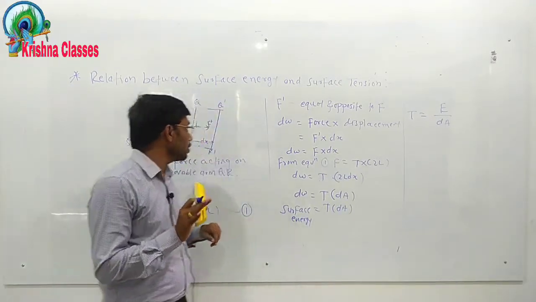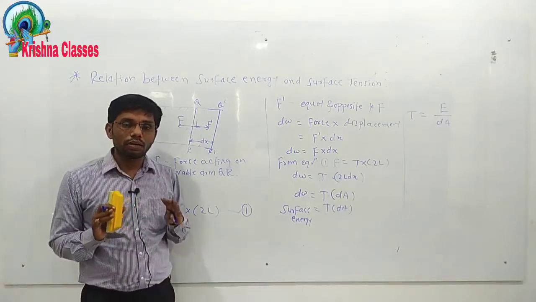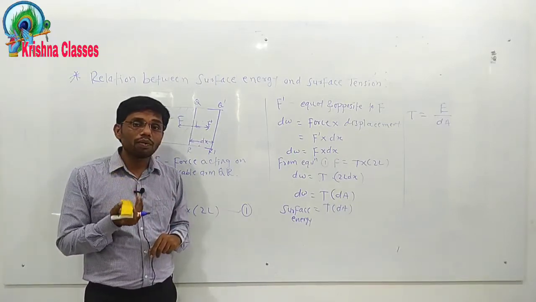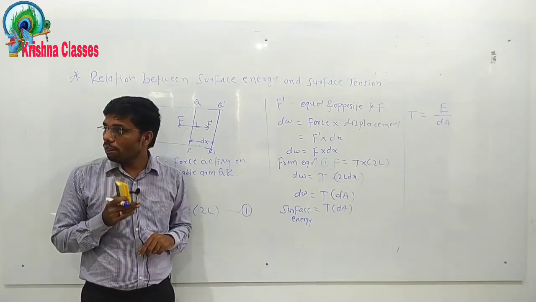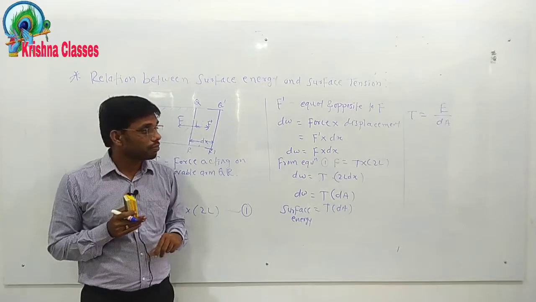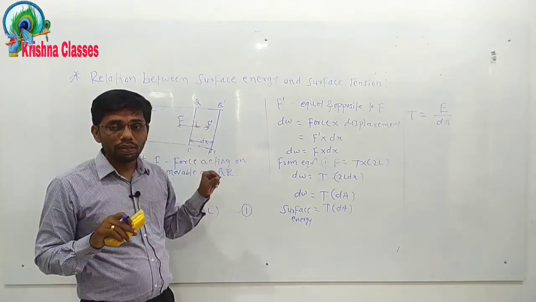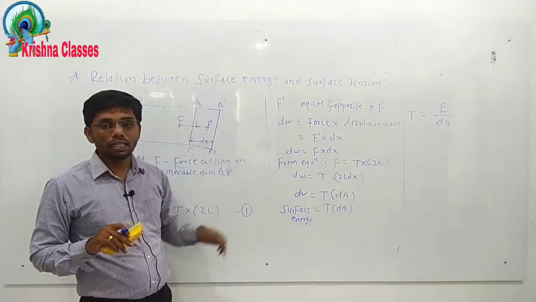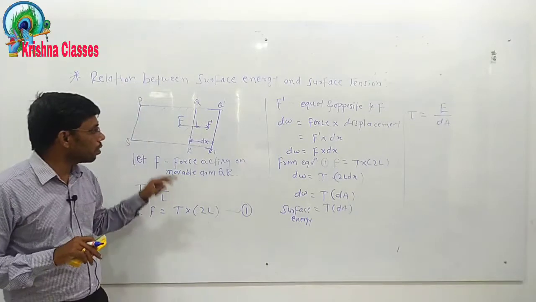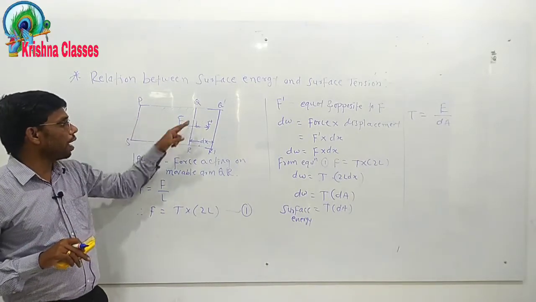So see here, once again I repeat this thing. Surface energy means the extra potential energy possessed by the molecules which are present in the surface film. So that energy is known as the surface energy. Now we are going to derive the relation between surface energy and surface tension. For that purpose, what have we considered? We have considered one rectangular frame PQRS.